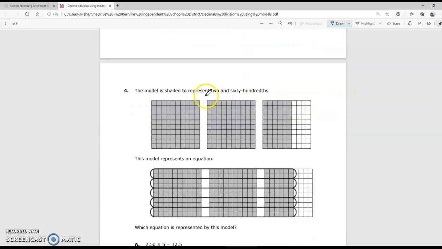Question 4. The model is shaded to represent 2 and 60 hundredths. So you write your number: 2 and 60 hundredths, right? And it's split into how many groups? 1, 2, 3, 4, 5. You're splitting this into 5 groups.